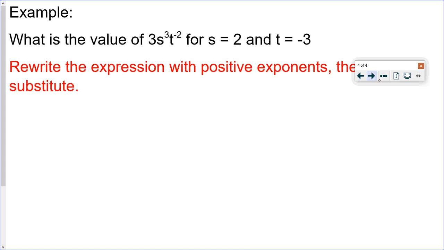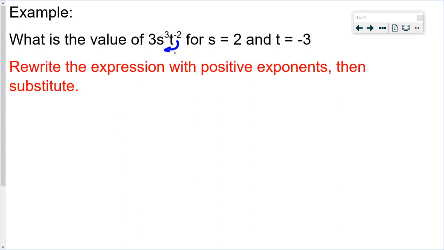All right, one last piece here. Evaluating an expression. So we have this expression, and they want us to evaluate it if s equals 2 and t equals negative 3. So what I want to do is first rewrite this expression like we did on the last slide, getting rid of any negative exponents, and then we'll substitute in. So this t needs to get moved down to the bottom. The 3 and the s to the third are fine. I just need to move the t. And so that's going to give me 3 times s to the third over t to the second.